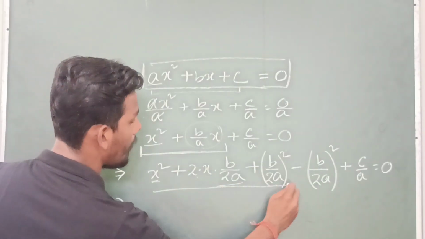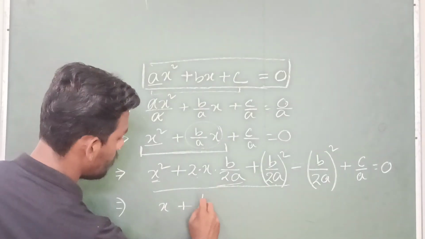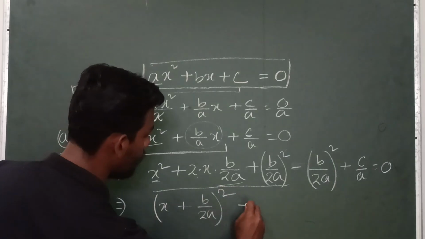Up to this it is a plus b whole square. So we can write x plus b by twice a whole square.